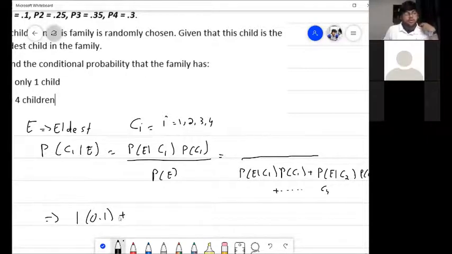Likewise, what's the probability that the child is the eldest, given that there are two children in the family? Half. And what's the probability that they've given me? 0.25. In this fashion, I'm going to fill the entire table. This is just for the denominator, just by the way.